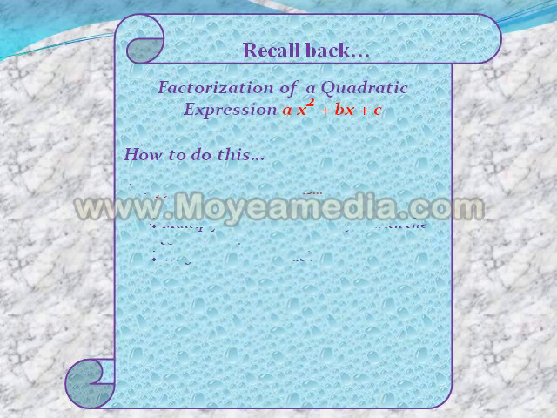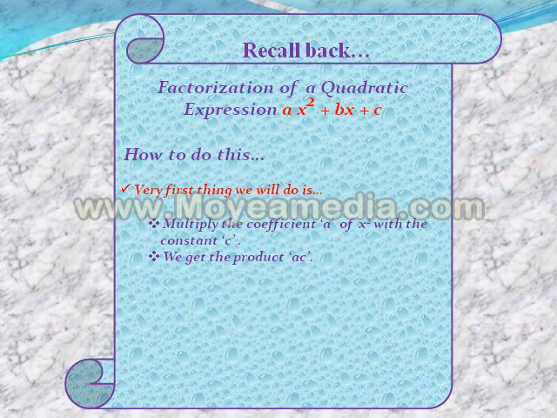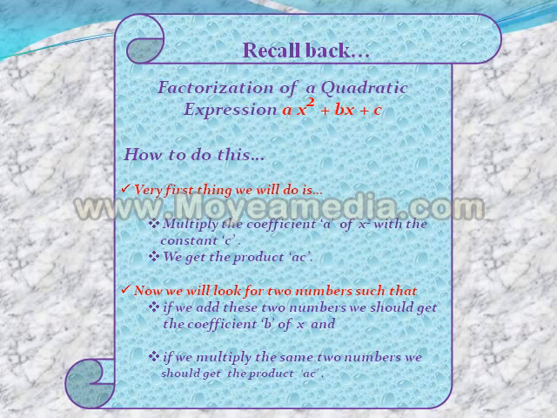this quadratic expression is that we are going to first multiply the coefficient of x squared, a, with the constant c, and we'll get the product ac. Then we are going to look for two numbers such that the first condition is when we add these two numbers, we should get the coefficient b of x, and when we multiply the same two numbers, we should get the product ac. That is the recap, and we've done some examples in the previous lectures.